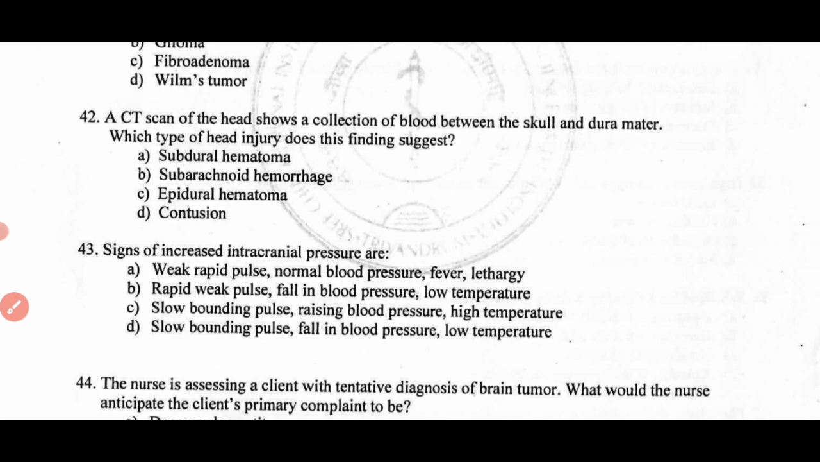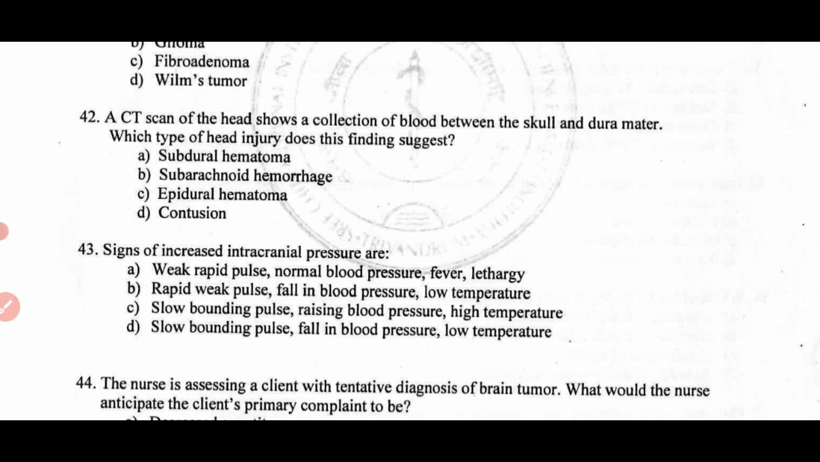42. A CT scan of the head shows collection of blood between the skull and the dura mater. See how simple a question they have asked here. Which type of head injury does this finding suggest? There is a collection or pooling of blood in between the skull and dura mater. This place is called the epidural space. In between skull and dura mater, epidural.